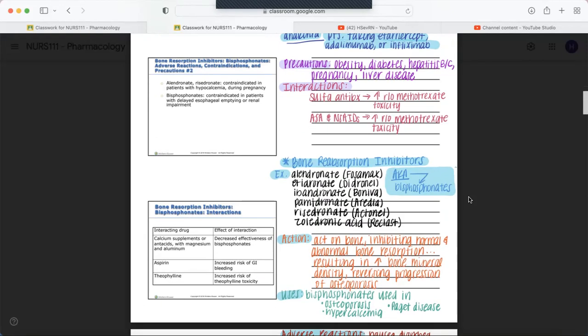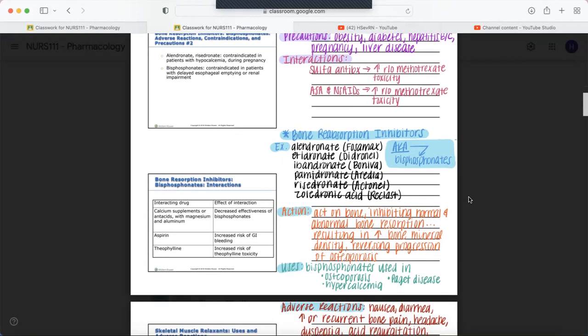And then aspirin and NSAIDs can also increase the risk of methotrexate toxicity. Bone reabsorption inhibitors, also called bisphosphonates. Who are these used for? These are used for people with osteoporosis, Paget's disease, or hypercalcemia, which is too high calcium in the blood, therefore not the bone. Medications that are the bisphosphonate examples include alendronate, which is Fosamax, probably the most common one. Etidronate, Didronel, ibandronate, Boniva, pamidronate, risedronate, zoledronic acid, Reclast.